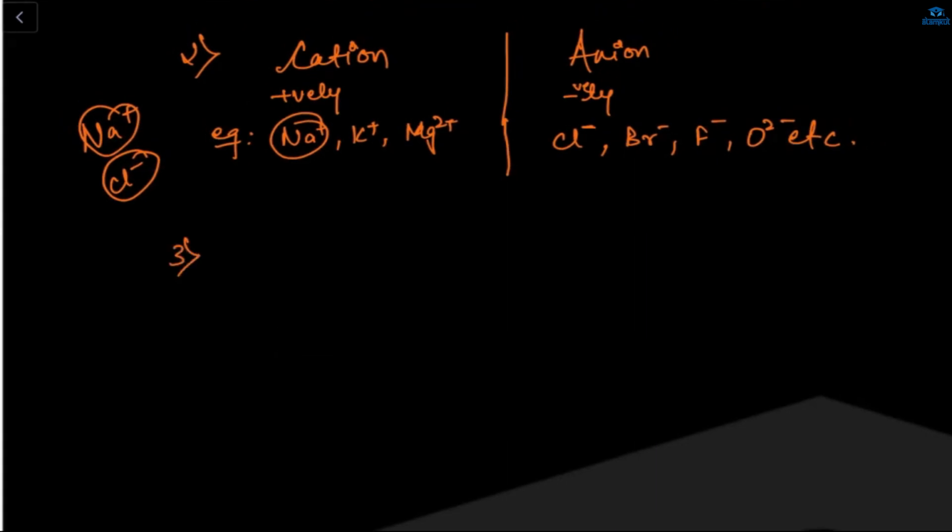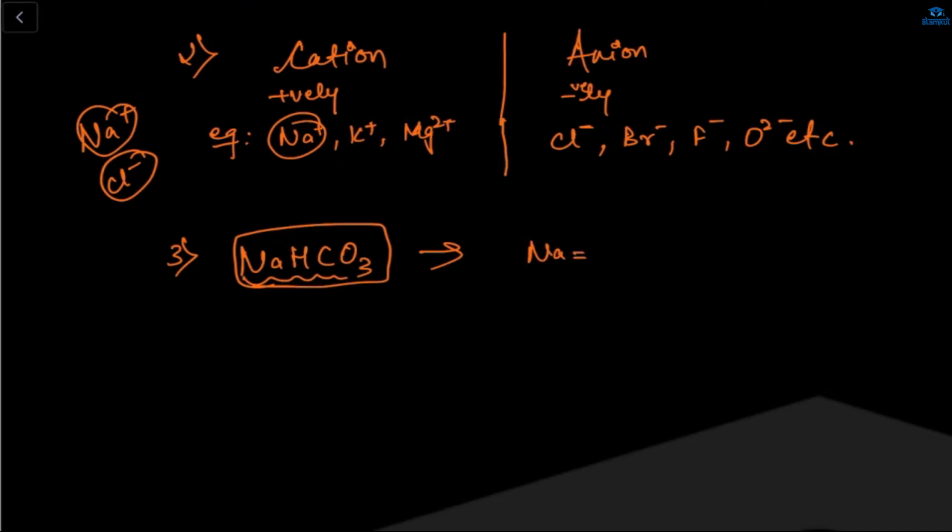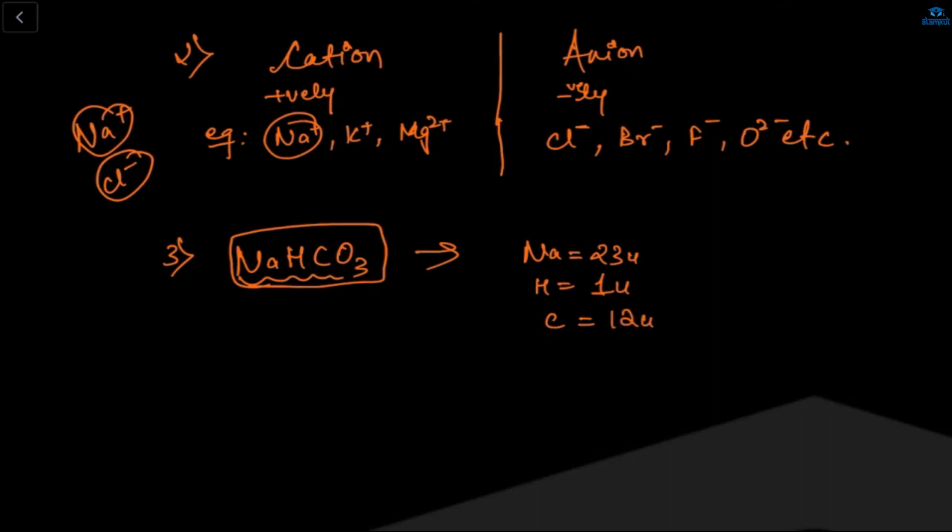Okay, so the third one. Calculate the formula unit mass. This is the easiest one. So now tell me, how will you calculate the formula unit mass of NaHCO3? What is Na? Na is 23. H is 1. C is 12. And O is 16 into 3, which is 48.